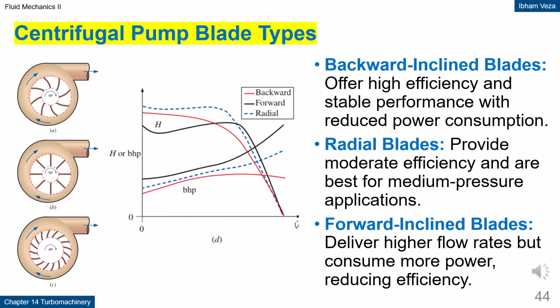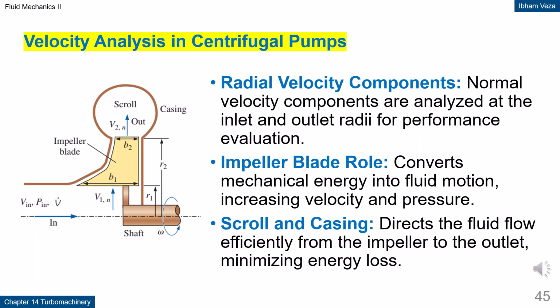The choice of blade type strongly affects the performance curves and power consumption of the pump. Therefore, blade design is a key decision in pump engineering. Velocity analysis in centrifugal pumps. The analysis is performed by examining the normal velocity components at the impeller inlet and outlet.